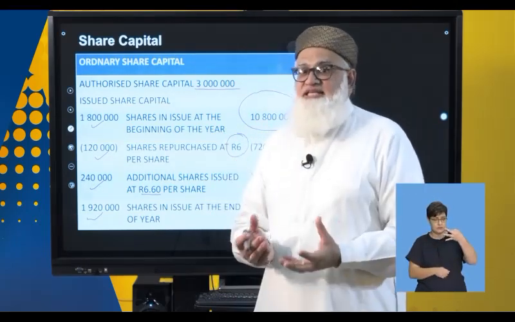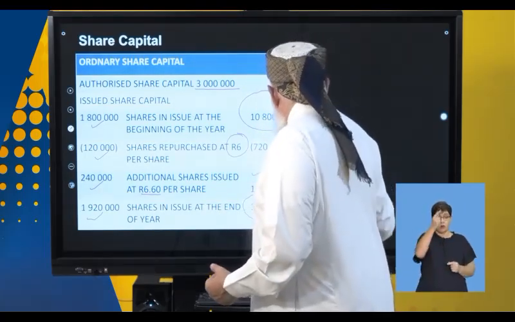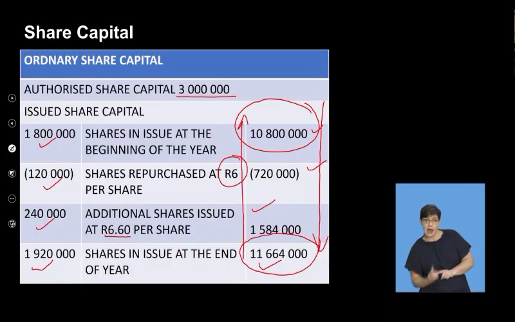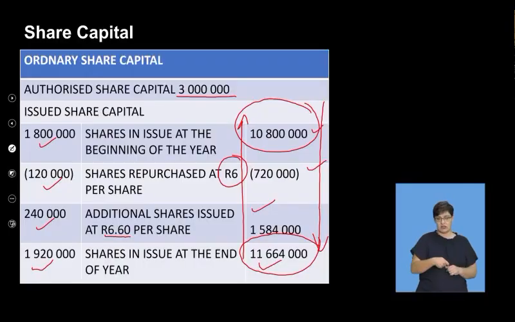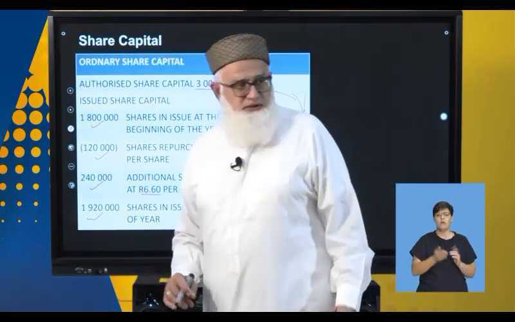depending on which balance is given to you, opening or closing, you may have to work from the top to the bottom, or if you got the closing balance, you may have to work from the bottom to the top. Remember, when you're working top to bottom, it's the normal operation, whereas when you're working from bottom to top, it's a reverse operation. Meaning 11,664, in this case here, you can clearly see it's 10,800,000 minus 720,000 plus 1,584,000. But obviously you'll change your operation depending on whether you're working top to bottom or bottom to top. Clear?